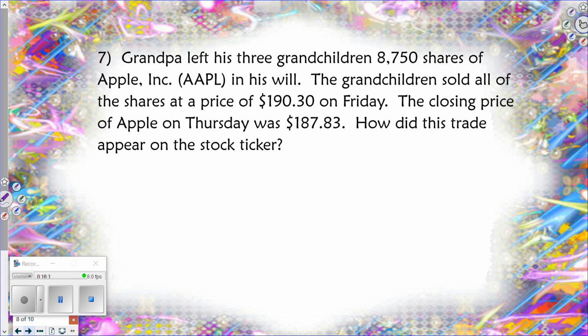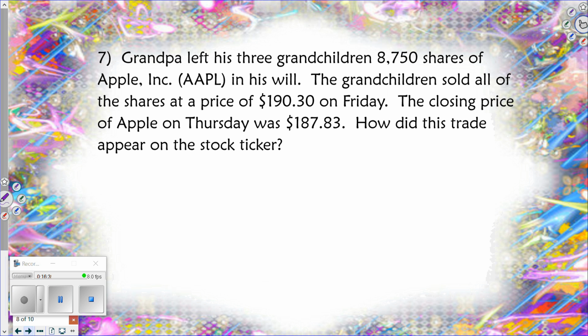All right, number 7. Grandpa left his 3 grandchildren 8,750 shares of Apple in his will. The grandchildren sold all the shares at a price of $190.30 on Friday. The closing price of Apple on Thursday was $187.83. How did this trade appear on the stock ticker?